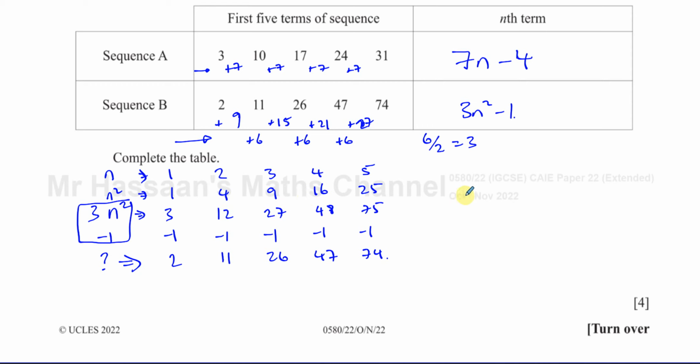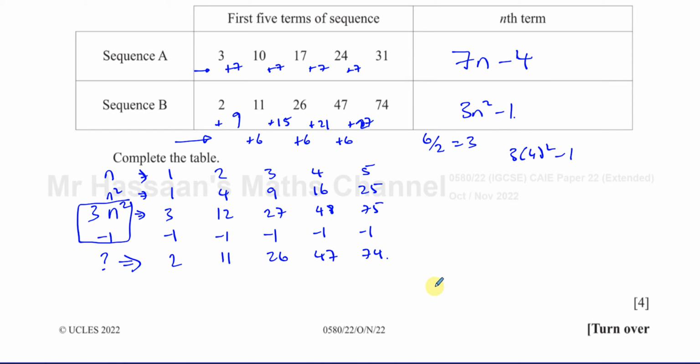And we can test, for example, let me choose a fourth term. 3 times 4 squared minus 1, that's 3 times 16, which is 48, minus 1, 47. So we know that it's working. So these are the answers to this question.